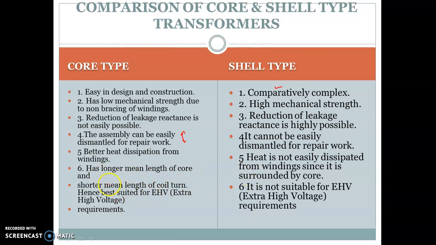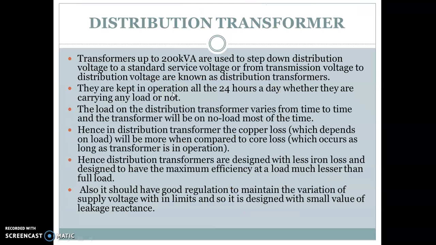The core type has a longer mean length of core and a shorter mean length of coil turn, hence it is best suited for extra-high-voltage requirements, whereas the shell type is not suitable for extra-high voltage. So these are some comparison points regarding the core type and shell type of transformer.